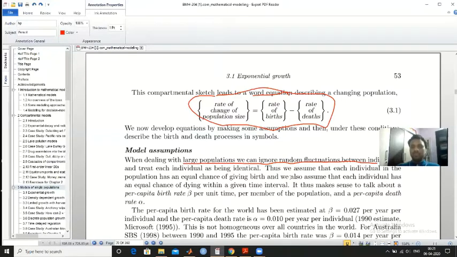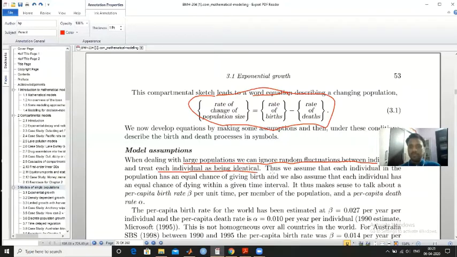If the population is small, then random fluctuations will be more in that population. Then we prefer stochastic modeling, the modeling which is based on probability. But there is no probability, there is some certainty in our model, and this type of model is known as a deterministic model. Mainly, deterministic models are useful when the population is large, and we prefer stochastic modeling where the population is small. So we treat each individual as being identical. This is the main assumption in our model.